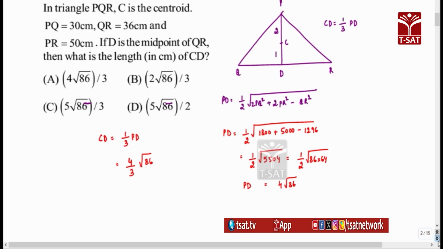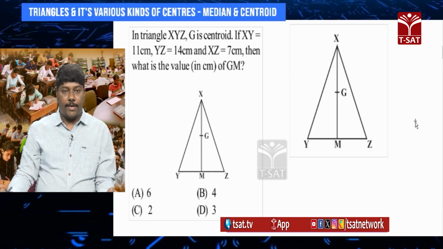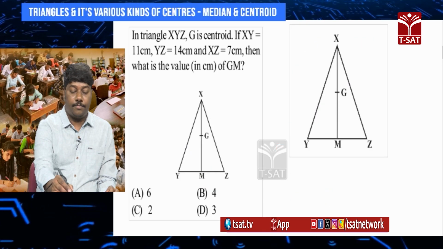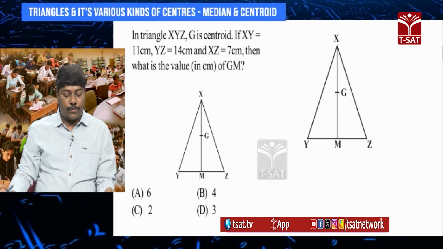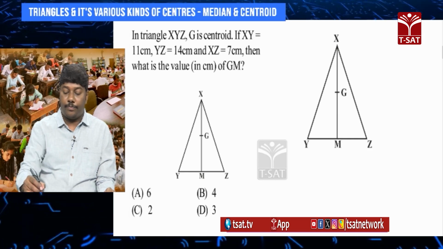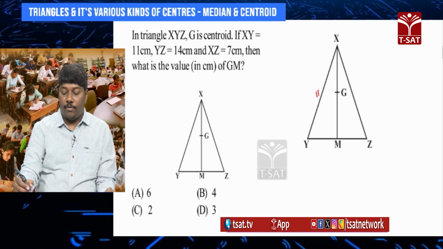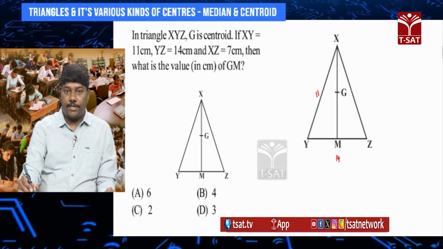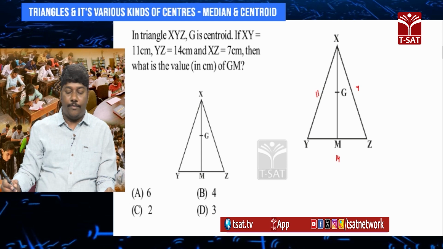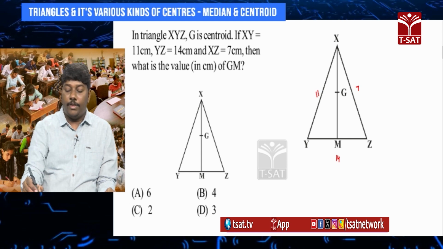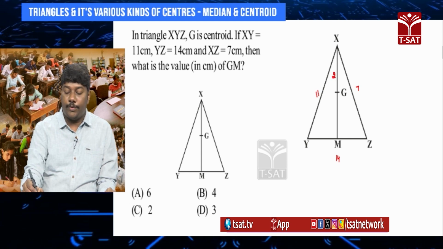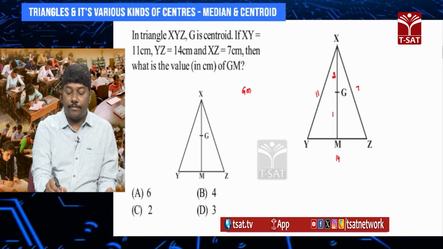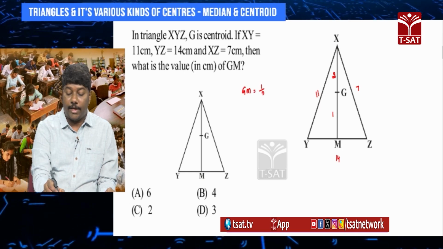Look at the next problem. In triangle XYZ, G is a centroid. It is similar to the previous one. XY is equal to 11, YZ is equal to 14, ZX is equal to 7. All you have to find is GM. We know centroid divides the median in the ratio 2:1. Therefore, GM is equal to 1/3 of XM.